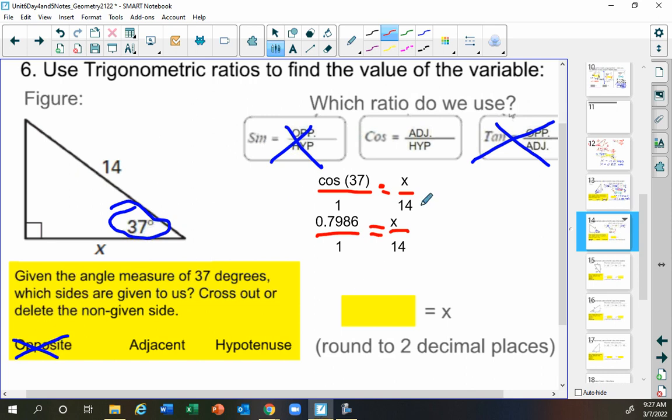Now, what's next? What do we always need to do? We always have to what? In a proportion, we always need to do what, ladies and gentlemen? Cross multiply. Now, of course, as always, what's 1 times x? 1 times x is x.